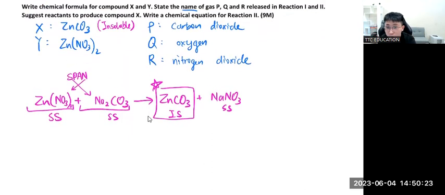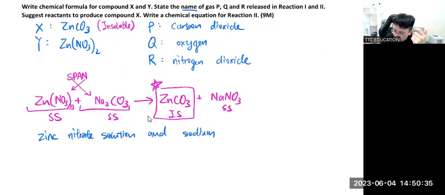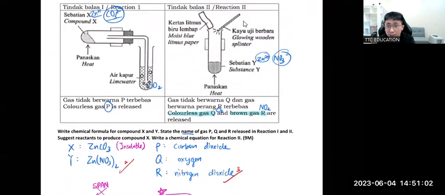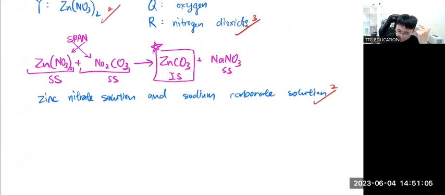So they say suggest the reactant to produce ZnCO3. My answer is zinc nitrate solution and sodium carbonate solution. Okay. So until here you get 1, 2, 3, 4, 5, 6, 7. You get 7 marks already, because this one is 2 marks, this one 3 marks, this one 2 marks. So still 2 more marks. It's the last chemical equation for reaction 2. So what is reaction 2? The zinc nitrate being heated. So zinc nitrate is what?